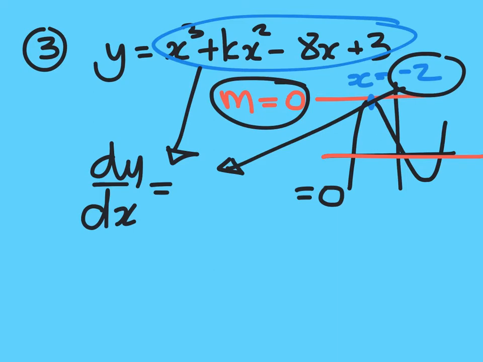Okay, so differentiate the top formula, put it equal to 0, stick the -2 in, work it all out, and you should get a nice wee simple answer, k equals something.